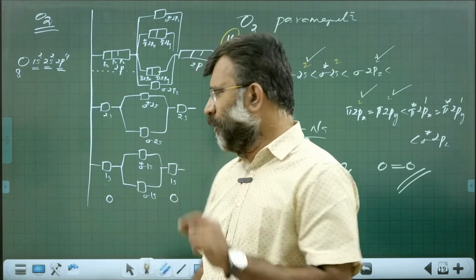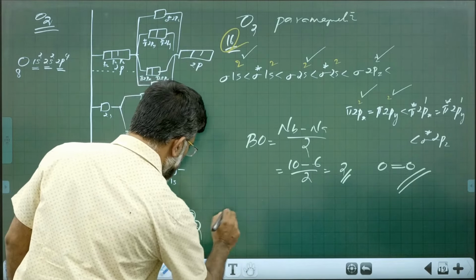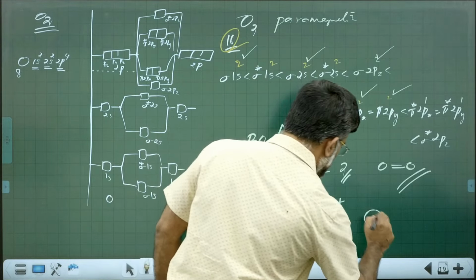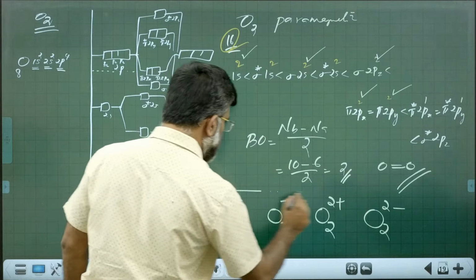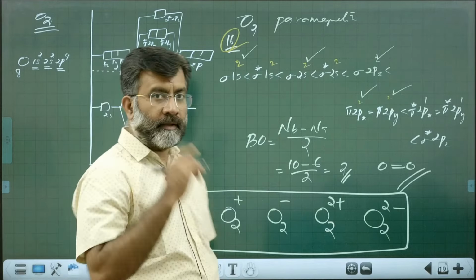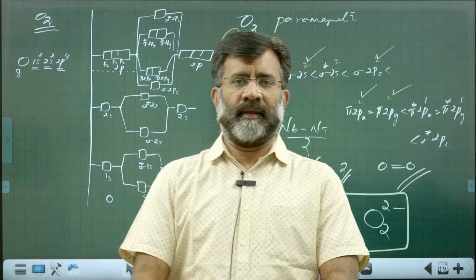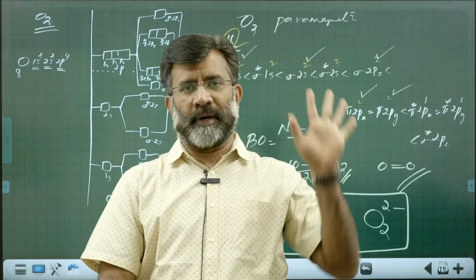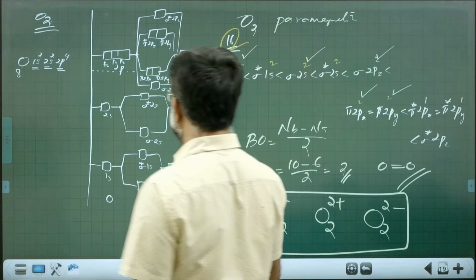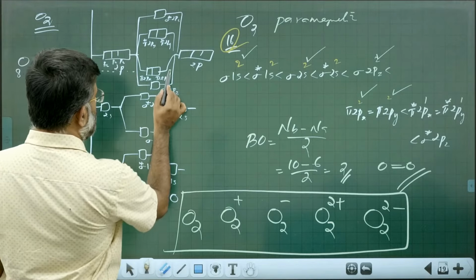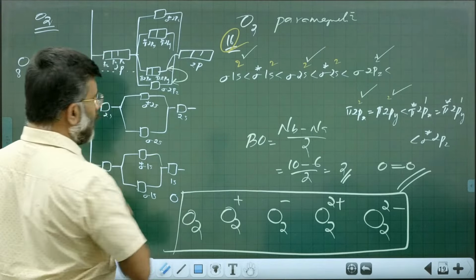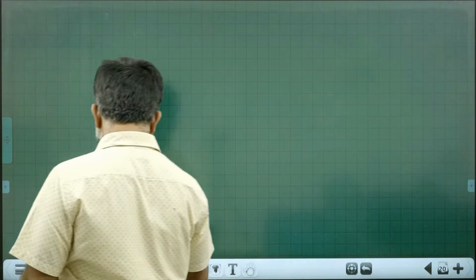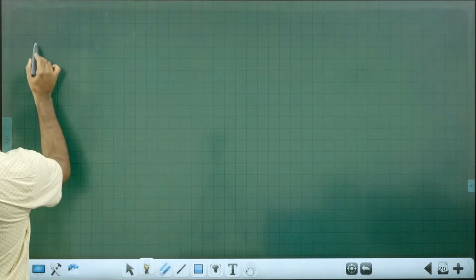Not only for O2, you need to become expert in working out O2 plus, O2 minus, O2 2 plus, O2 2 minus. All this you need to work out using this configuration. Simultaneously, the configuration for N2 you need to learn by heart. What is the configuration for N2? One small change. There will be a change over this region. O2 and N2 are the two most important systems we need to consider.